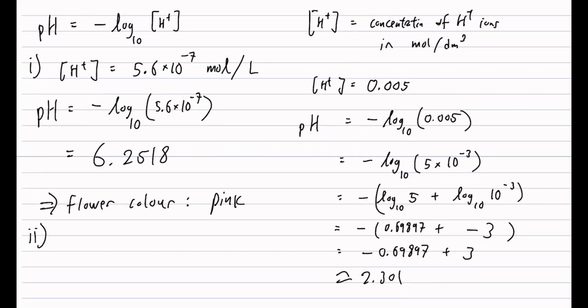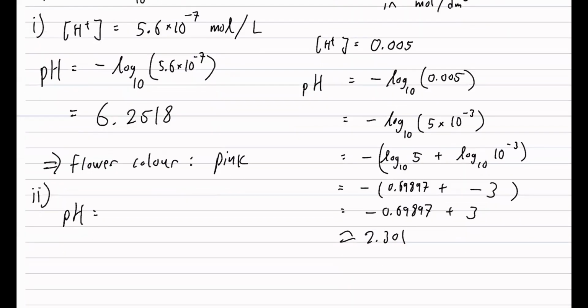Won't it just be purple? Is it purple? Let me see. Negative log, I haven't calculated yet. Negative log of 7.8 times 10 power negative 6. This is 5.107, right? Is that what you got? Blue. Blue, right? Okay.